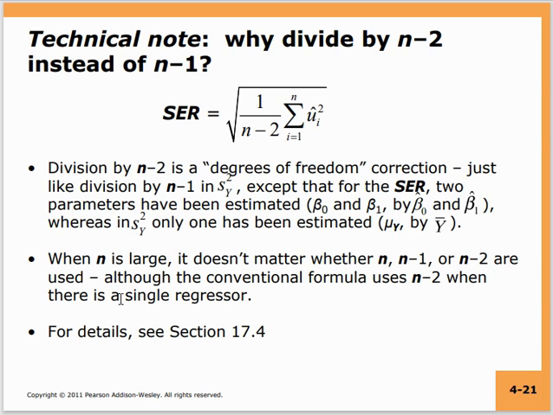Now the point is that when n is very large, say n is 100 or so, whether you divide it by n or n minus 1 or n minus 2, it doesn't really matter, because you are either dividing it by 100, or you are dividing it by 99, or you are dividing it by 98, and it doesn't really matter in the bigger scheme of things. But for small samples, it might matter. This n minus 2 instead of n minus 1 may matter.